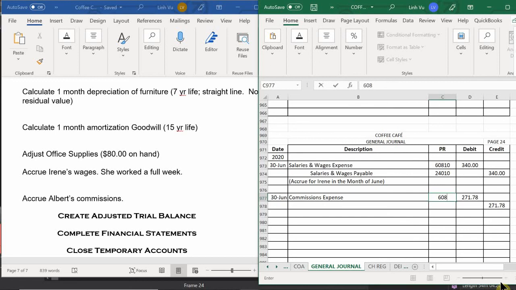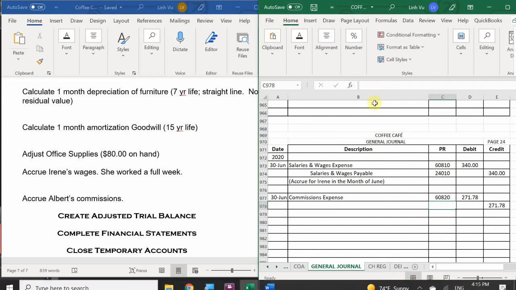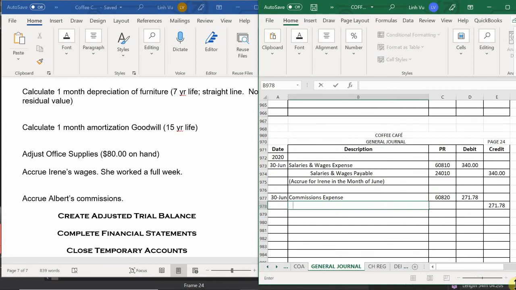Commissions is right under salaries and wages. Commissions payable. Yes, commissions payable, because we owe Albert commissions. What's my commissions expense account? It's 6,820. Perfect. And then commissions payable, which is account number 2420.